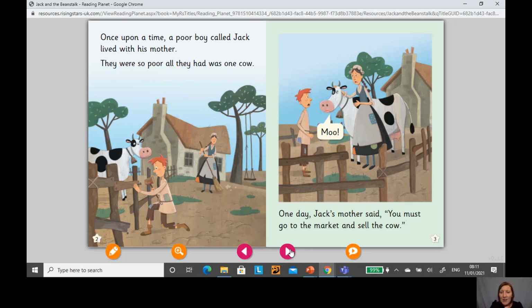One day Jack's mother said, "You must go to market to sell the cow." Oh, they don't look very happy about that, do they? I don't think the cow's very happy about that either. They must not have any money though, so they have to sell the cow to get some food. I wonder what will happen next. Should we find out?